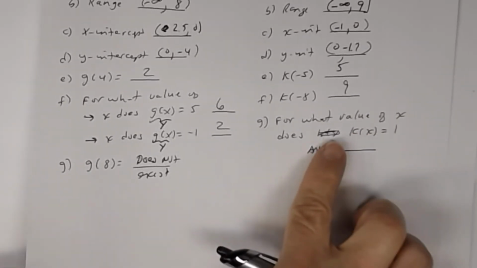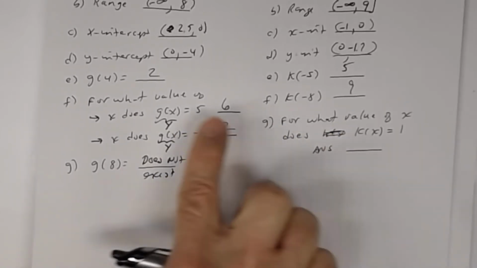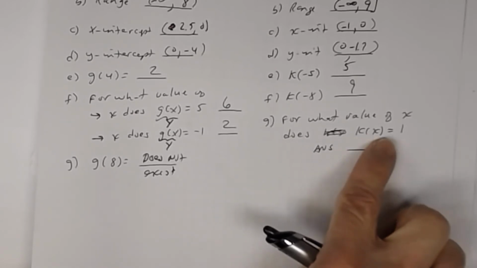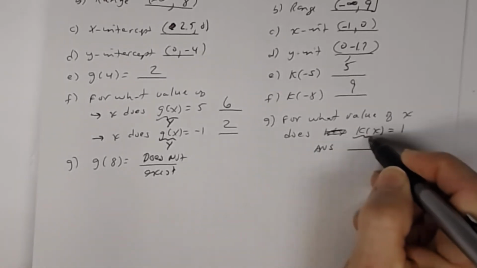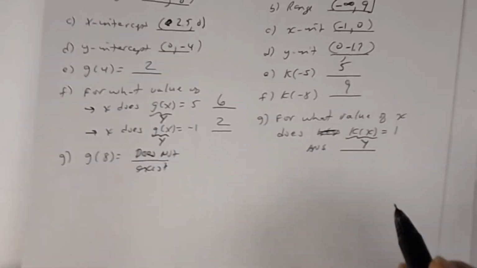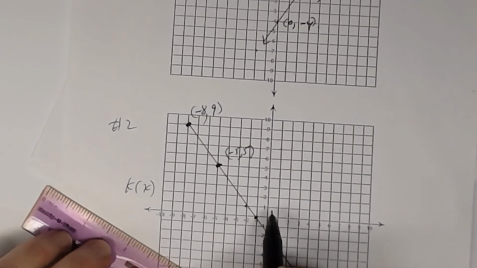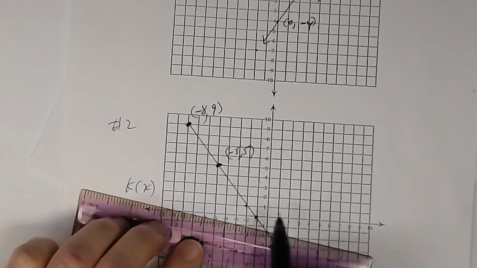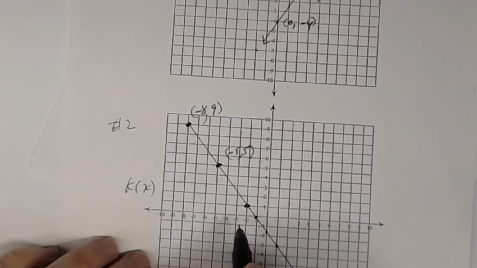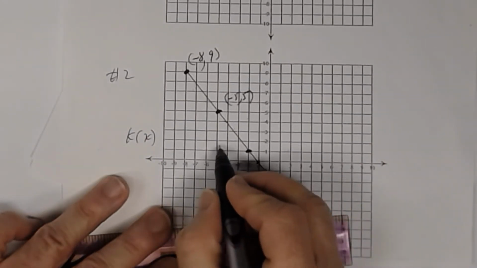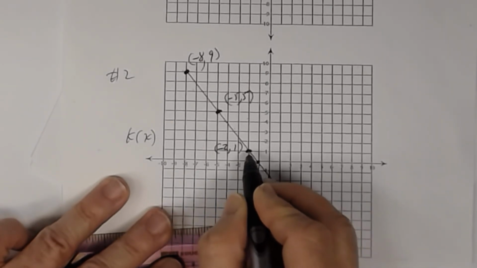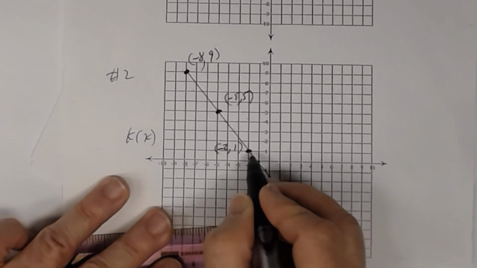And then finally, let's look at this one. So these two are the same idea. For what value of x does k of x equal 1? So remember, think of k of x as your y value. So when y is 1, what's my x value? So here on the y-axis where y is 1, locate that point right here. So that's this right here. Label that point. So that's negative 2, 1. This point right here is negative 2, 1.